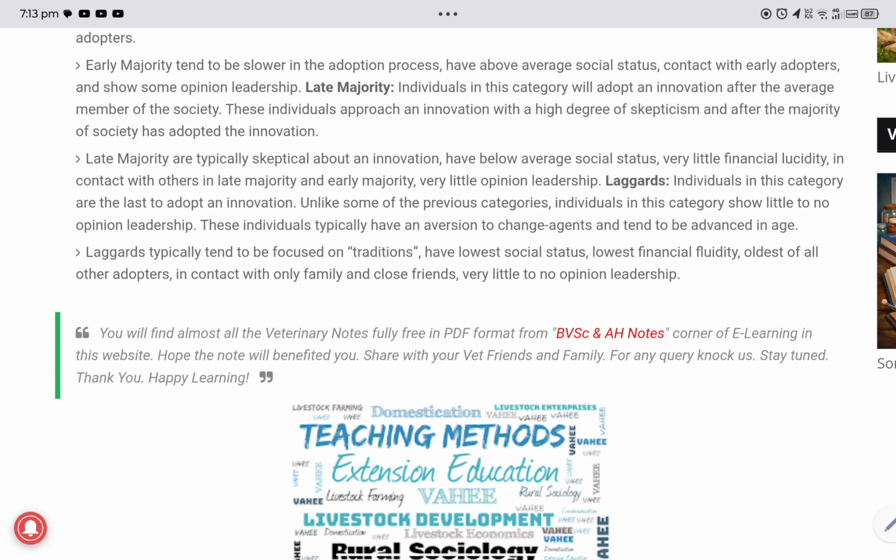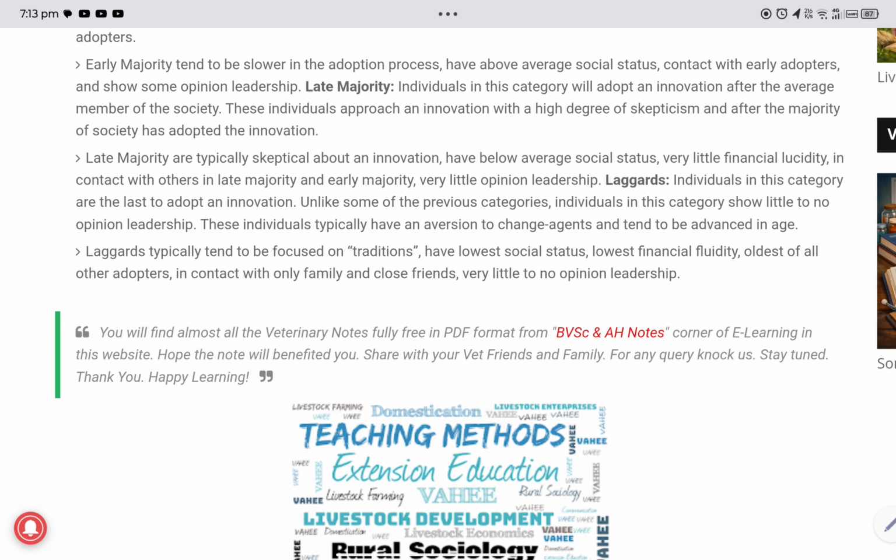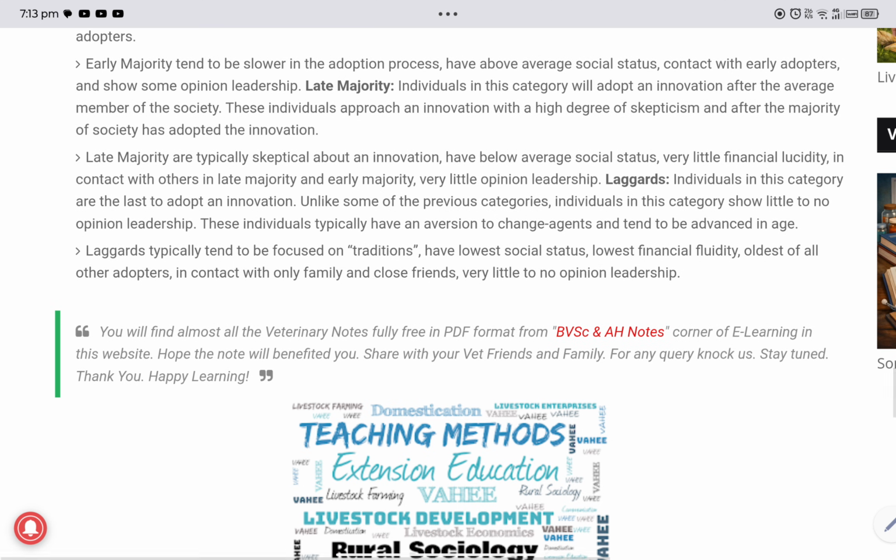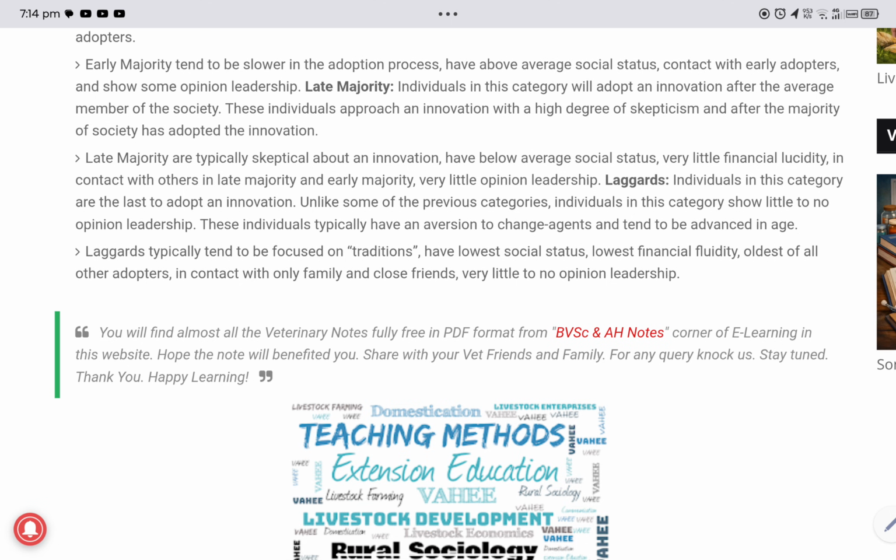Laggards typically tend to be focused on traditions, have the lowest social status, lowest financial fluidity, are the oldest of all the adopters, in contact with only family and close friends, and have very little to no opinion leadership.